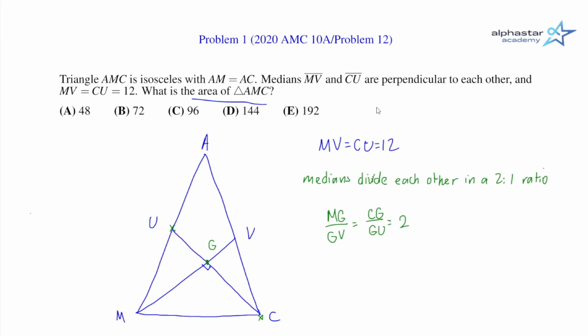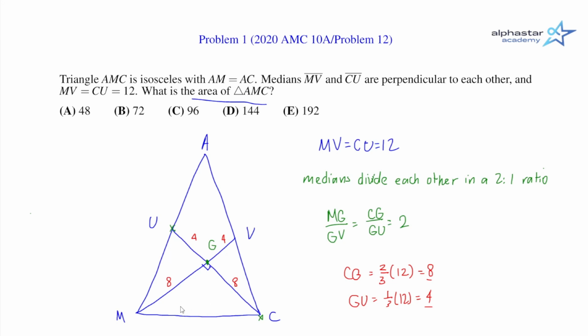And we're given that the total length is 12, so it should follow that CG should be 2/3 of that length of 12, whereas GU would be only 1/3, right? So you can see that we have an 8-to-4 division, so that CG equals 8, GU equals 4, and similarly MG equals 8, and GV equals 4. From this, we can get many of the other lengths in the triangle, right? Because these two medians are perpendicular.